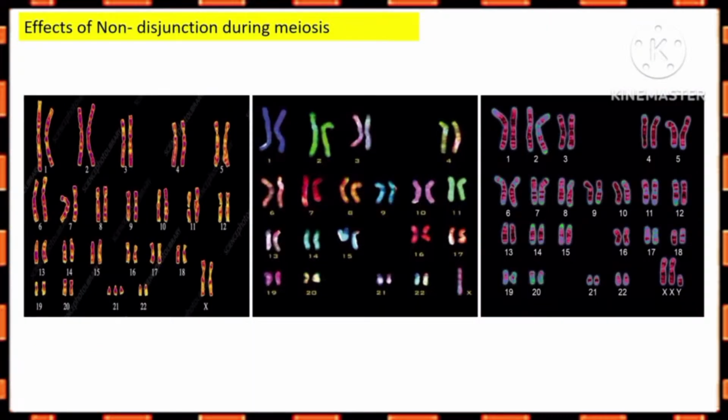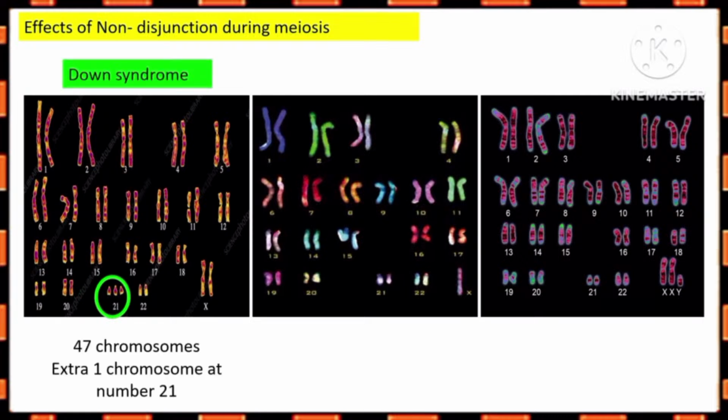Okay, these are the effects of non-disjunction during meiosis. We have three examples of karyotype here. Look at the first karyotype. What is the difference or the abnormalities that you can identify from the first karyotype? Yes, you can see here the pair number 21 has one extra chromosome. So this one is known as Down syndrome, where the person will have 47 chromosomes with one extra chromosome at number 21.